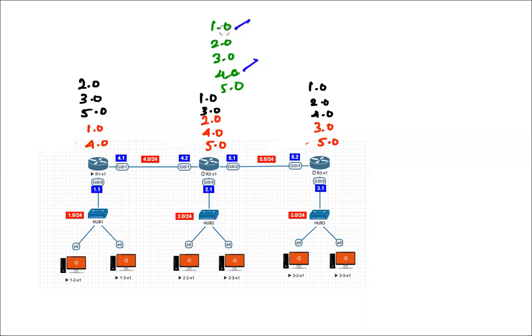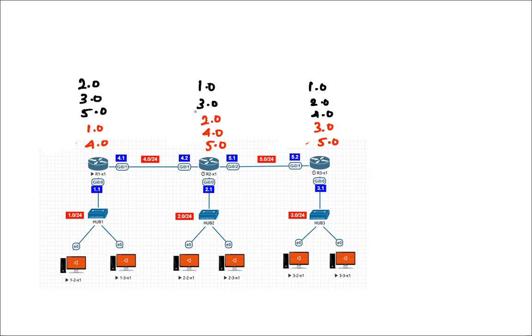So while you do static routing, if you take a paper like this and write all these things, it will be very easy for you to understand. I wrote in the networks that are not directly connected. Let me erase this and write it properly. The networks that are not directly connected to the second router are 1.0 and then 3.0.